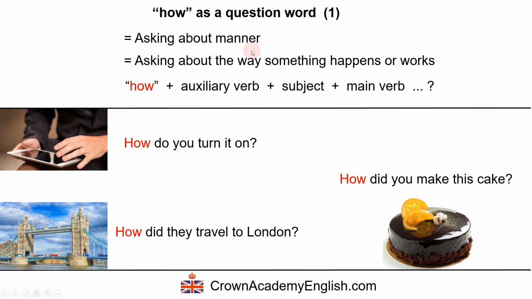Here we're asking for the manner or the way that they travelled to London. What was their method of transport to London? That's what this means. And here we're asking about the way that you made the cake. In other words, what is the recipe? What methods did you use to make this cake? What was the method? So how did you make this cake? So we're talking about manner and the way that things work.